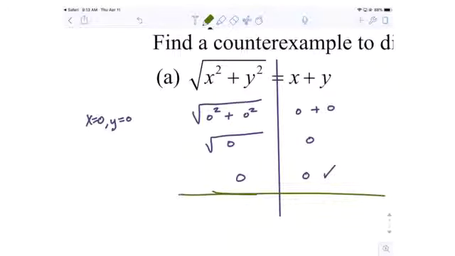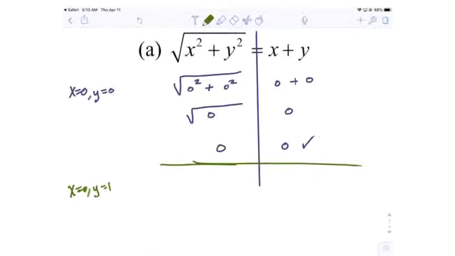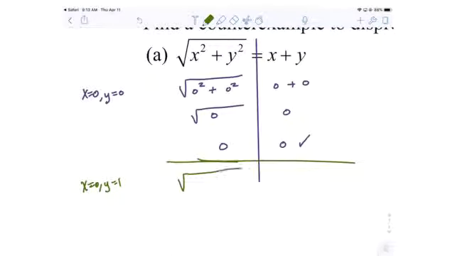Let's try a different one. We'll draw a line here. Let's try x equals 0 and y equals 1. You don't want to choose the same number, that's kind of stupid, so let's try two different numbers. The square root of 0 squared plus 1 squared, and over here we get 0 plus 1. All right, this one should disprove it, right? That's going to be the square root of 1. Over here we get 1. The square root of 1 is 1.